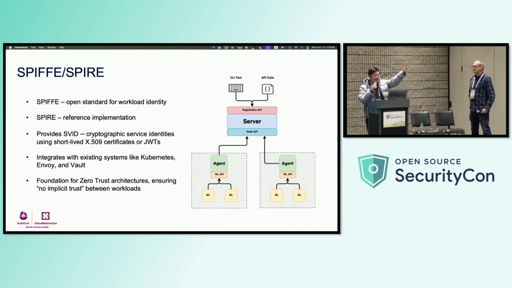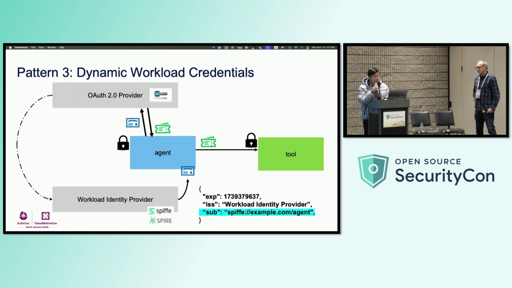So who here has heard of SPIFFE or SPIRE? Yeah, nice. Okay, SPIFFE is an open standard for workload identity. It defines how services can securely identify themselves by using cryptographic identities instead of passwords or API keys. SPIRE is a reference implementation of SPIFFE, and it provides these identities, sometimes called SVIDs, using X509 certificates or JWTs. And it already integrates with a lot of existing systems like Kubernetes, Envoy, and Vault.